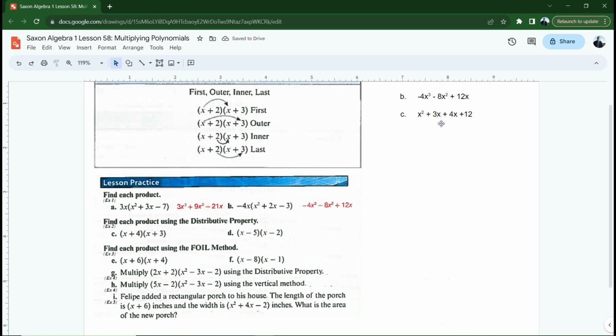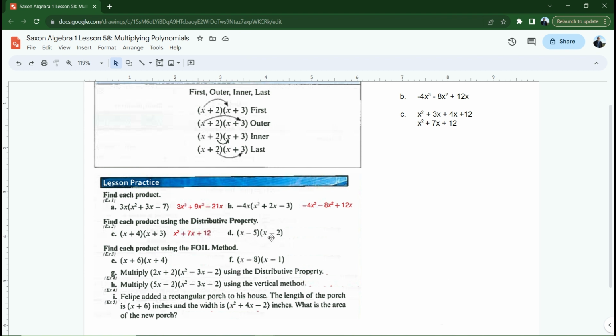And can I simplify this at all? Well, I noticed that I have 3x plus 4x in here. I can add those together because the variables are exactly the same. That becomes 7x. This is my final expression. Let's see if we got it right. There we are. Next, x minus 5 times x minus 2.